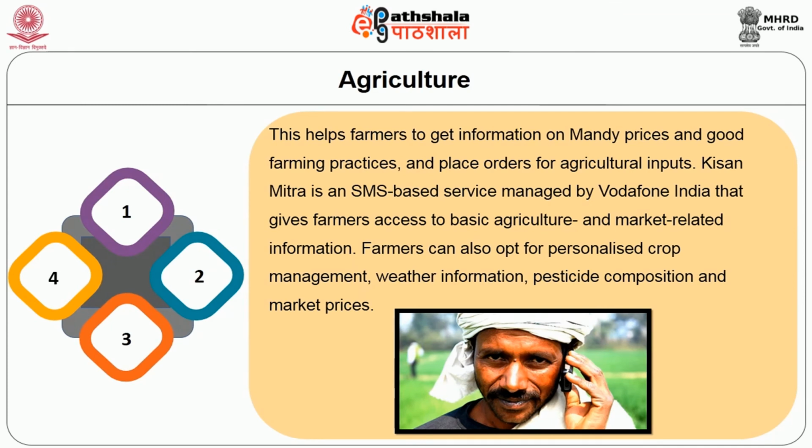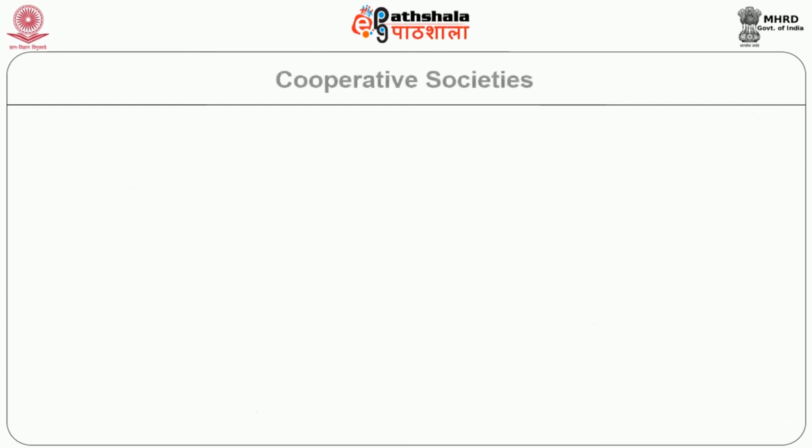Kisan Mitra is an SMS-based service managed by Vodafone India that gives farmers access to basic agriculture and market-related information. Farmers can also opt for personalized crop management, weather information, pesticide composition, and market prices.